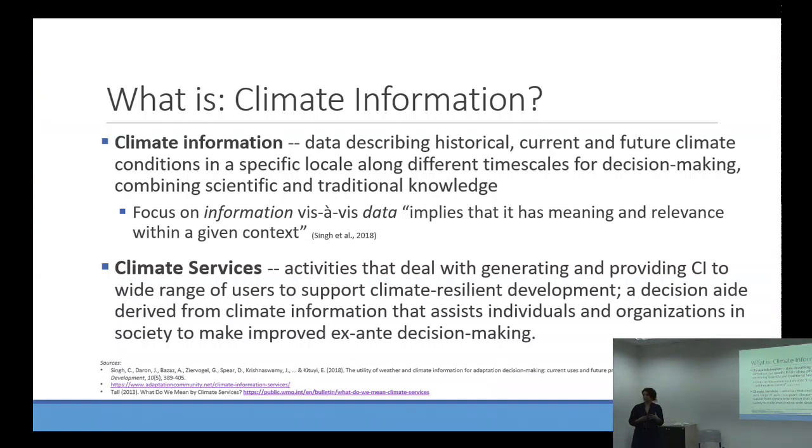Climate services, has anyone here used or heard the term? Okay, great. This is activities that deal with generating and providing this climate information to different users. Again, in this very holistic decision-making platform purpose outlook, right? So it's derived from climate information to assist individuals and organizations to make improved decisions.